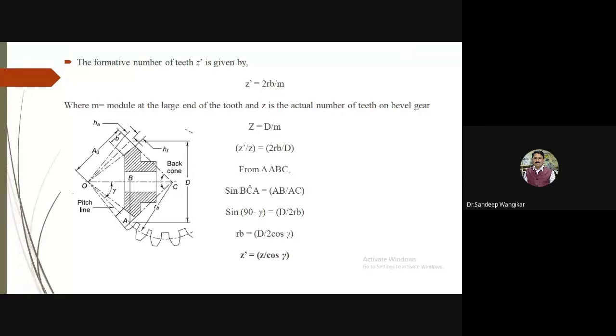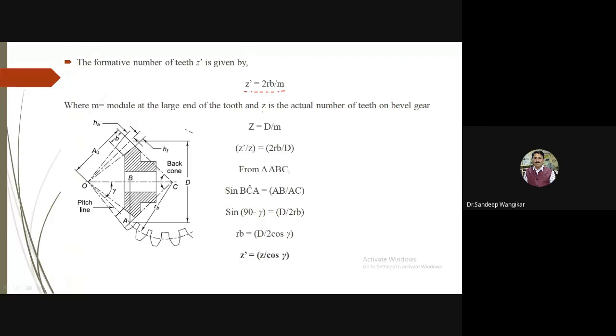The formative number of teeth Z dash is given by Z dash equal to D by M. Here D is twice RB, because the pitch circle radius is RB. Therefore, two times the pitch circle radius gives the diameter. Therefore, Z dash is equal to twice RB by M, which is D by M. D is the pitch circle diameter at the larger end of the imaginary spur gear. It is given by twice RB, where M stands for the module.